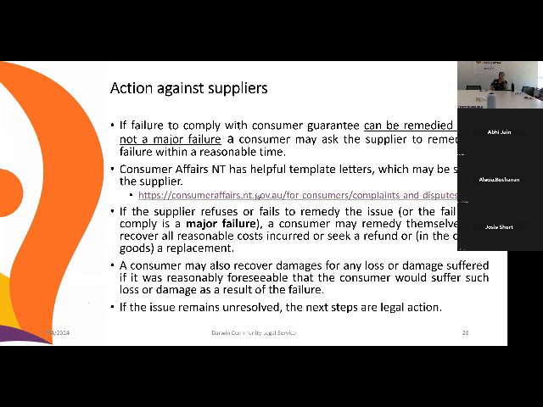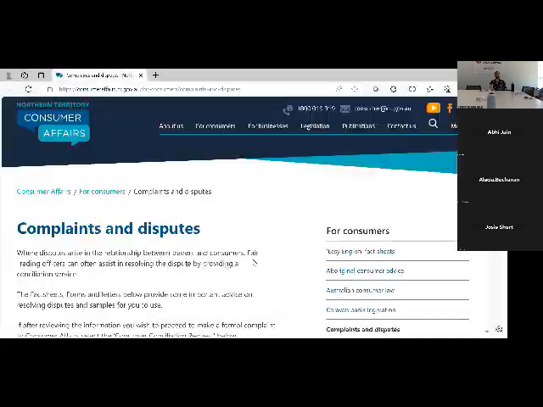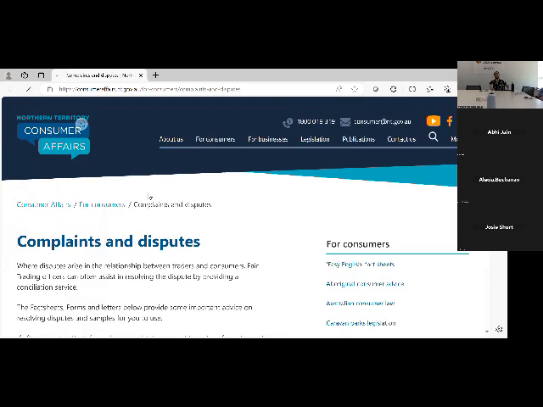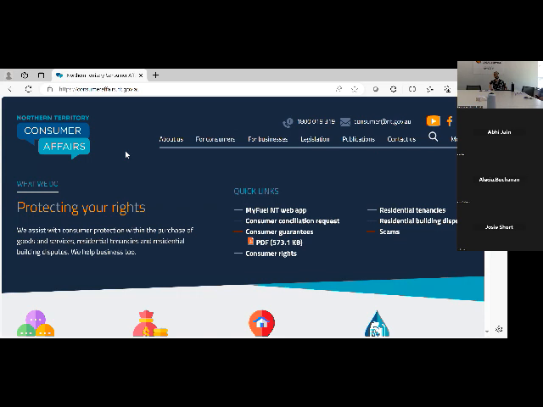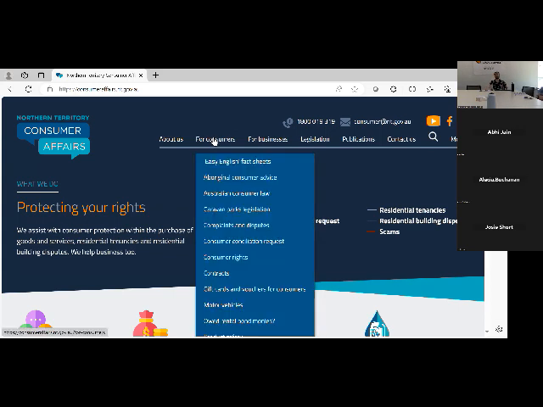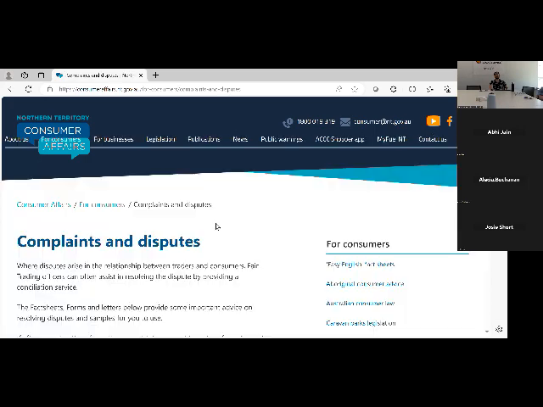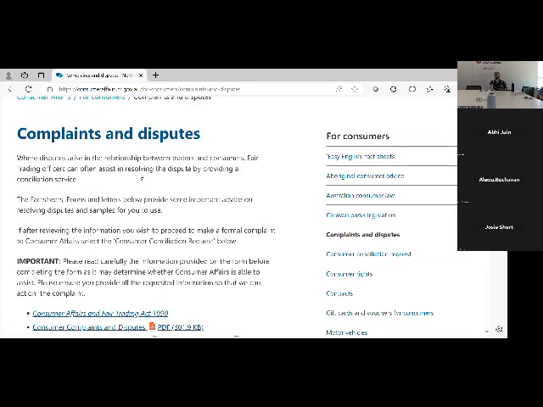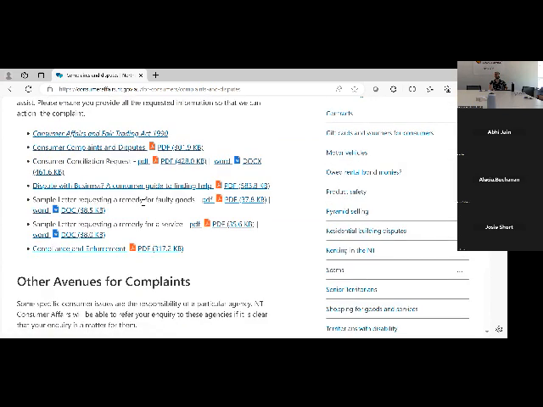There we go. Here we go, got Consumer Affairs. Just to navigate it, I'll go back to their homepage. Here it is. Consumer Affairs is the regulatory agency in the Northern Territory. They're sort of like the ACCC, which is at federal level. You just go to For Consumers, Complaints and Disputes, give it a click, go down, and there are sample letters requesting remedies. So we've got the first one, a sample letter requesting remedy for a faulty good, or a sample letter requesting remedy for a service. Now we look at the good.